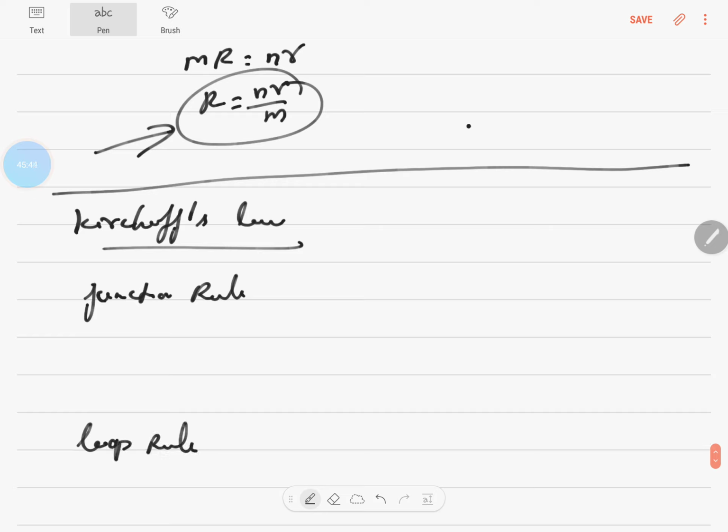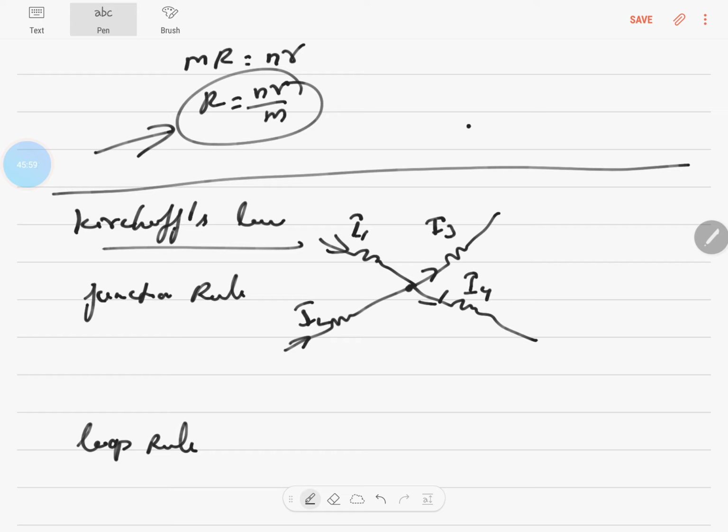What is a junction rule? Supposing there's a junction here. This is I1, this is I2, current flowing towards the junction, I3 and I4, current flowing away from the junction. The sign convention is current flowing towards the junction is taken as positive, current flowing away is taken as negative. And the sum of the current flowing through the junction is always 0.